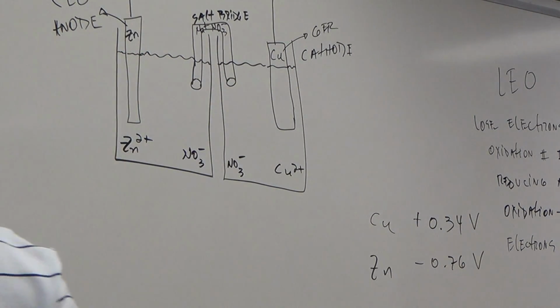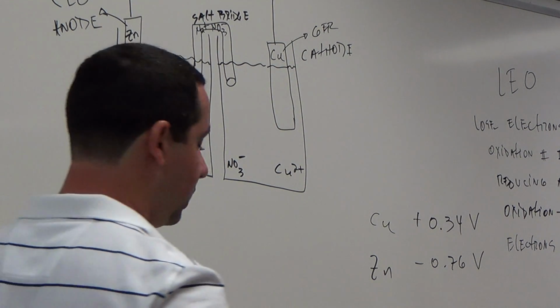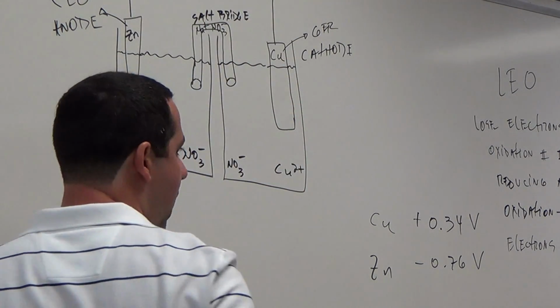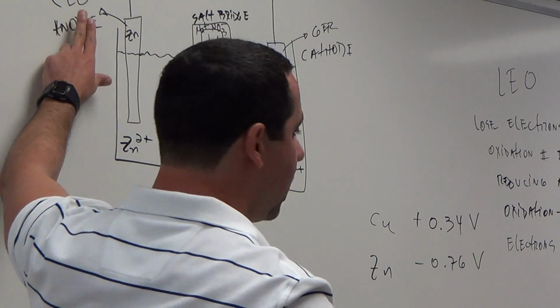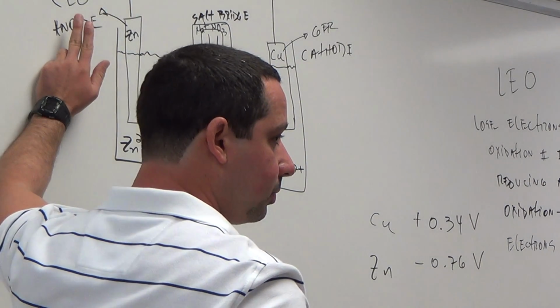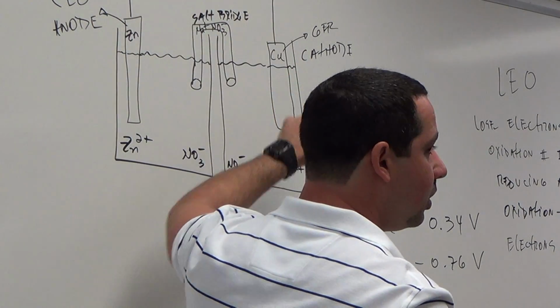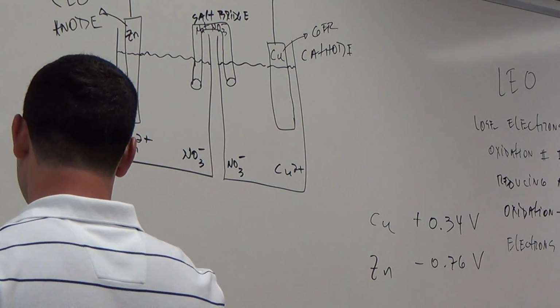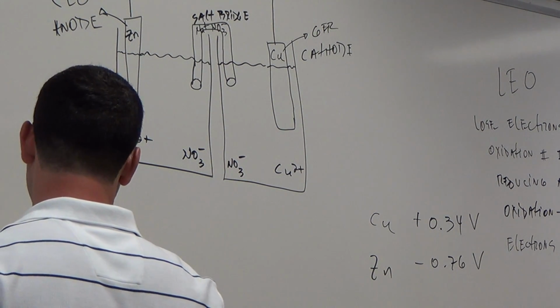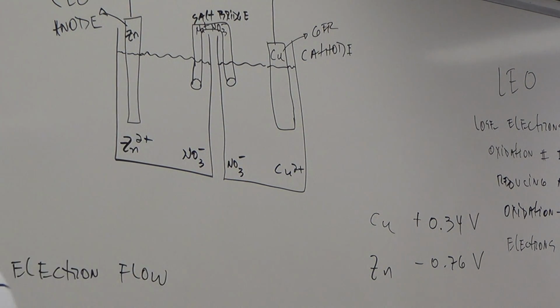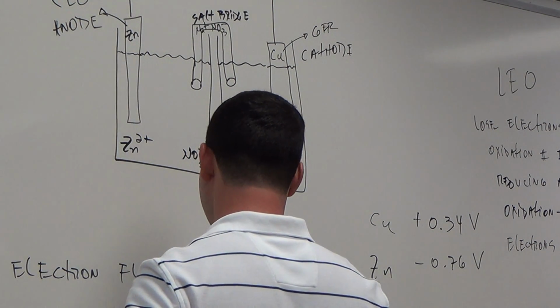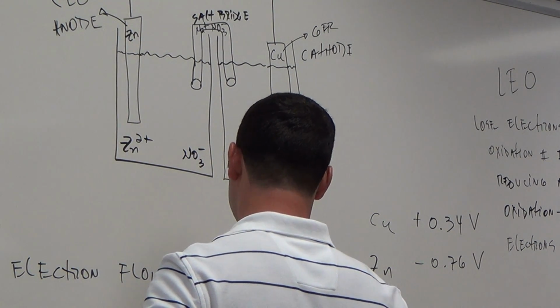And what happens at the anode? Electrons are lost. Yes? Electrons do not go swimming. Yes? They go along this wire. Electrons are lost here. Yes or no? Okay. Electrons are lost here at the anode and they move towards the cathode. So electron flow is from anode to cathode. I guess that goes in alphabetical order, yes? Electron flow from anode to cathode.